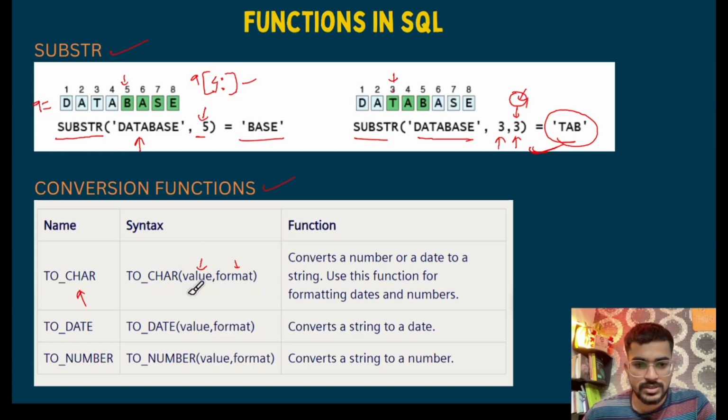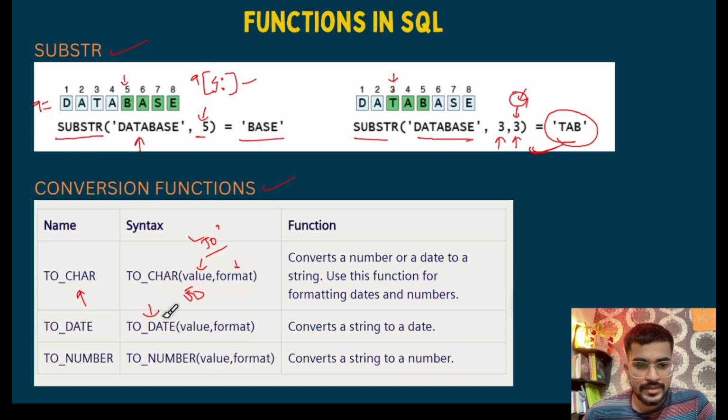So if you have, let's say, a number that is 50 and you want to convert that into character, so instead of 50 as a number, it will be character, that means it will be in a string, like that. So you can just use to_char, which will convert this into character. You can have a date also.